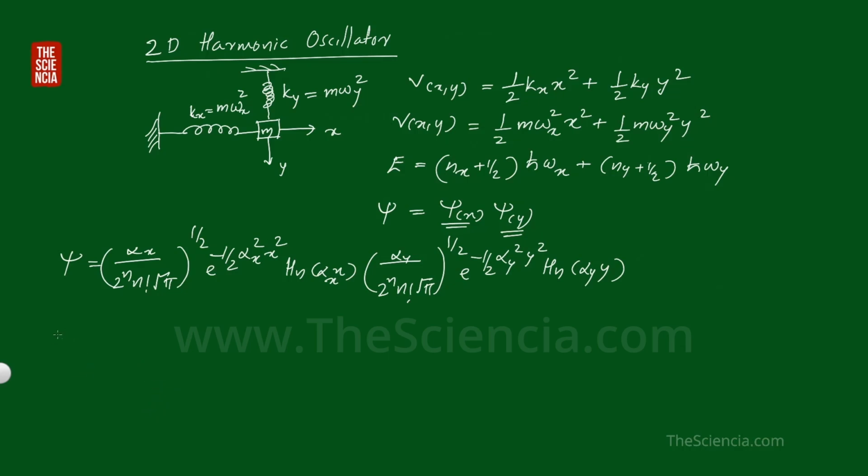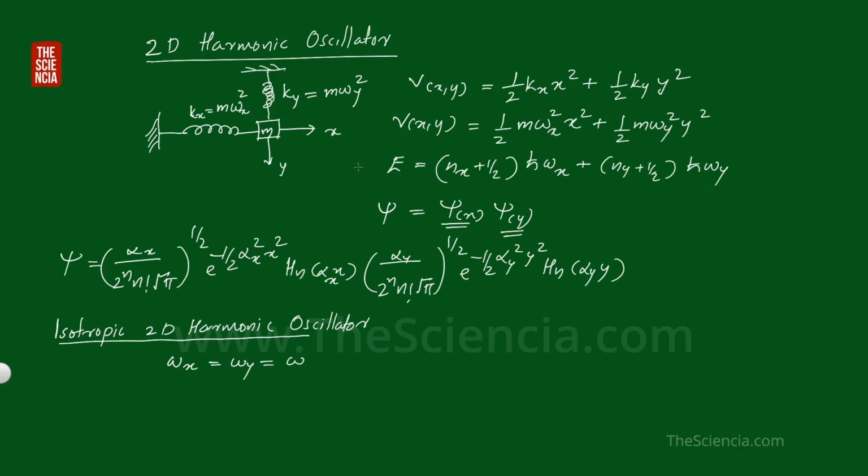Now I am going to consider an isotropic 2D harmonic oscillator. What is the peculiarity of this isotropic 2D harmonic oscillator? Isotropic means the angular frequency in the x direction and the y direction will be the same. That is, omega x is equal to omega y is equal to omega.